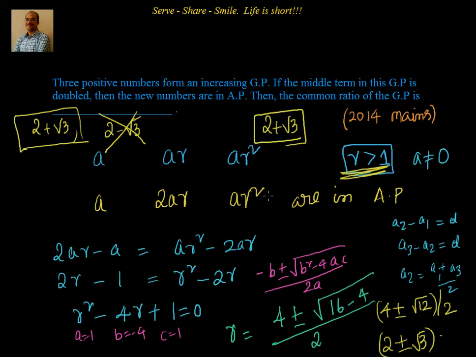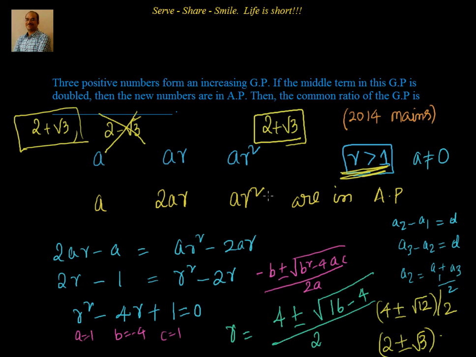So let's recap. We have been given three positive numbers form an increasing geometric progression. If the middle term of this GP is doubled, then the new numbers are in AP. We have to find out the common ratio. Let's take the numbers as A, AR and AR square. Now if we double the middle number, it will become 2AR. Now the numbers are A, 2AR and AR square.